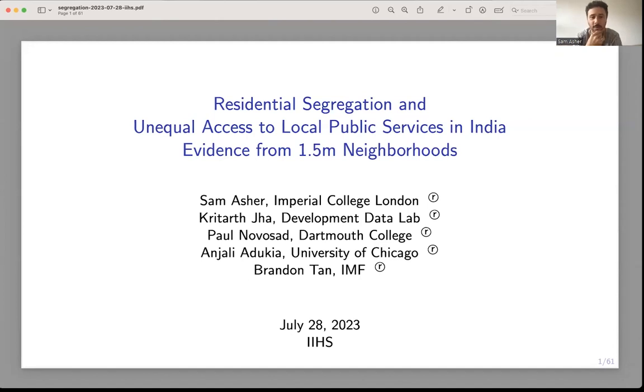This is joint work with a range of collaborators, Kritarth Jha, who's been with us for a few years at Development Data Lab, my longtime collaborator, Paul Novosad, Anjali Adukia at the University of Chicago, and Brandon Tan, who started with us when he was a PhD student and is now at the IMF.